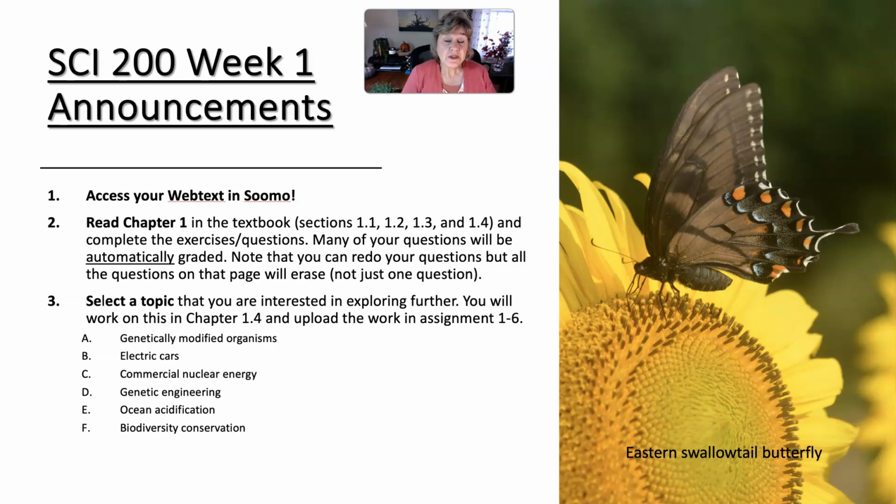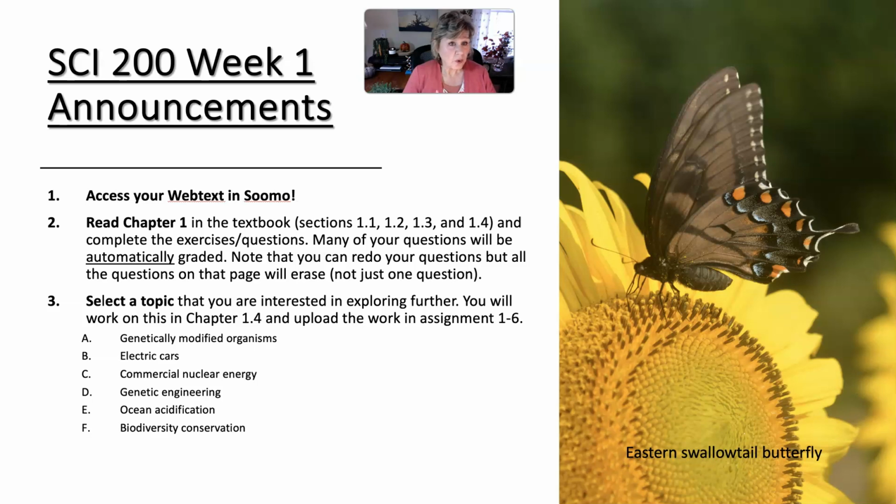So the first thing to do is get access to your web text in Sumo. Sumo is the brand, and you'll be using our textbook online. It's an online textbook, and there are 8 chapters that correspond to our 8 weeks in the term. This week you will be working your way through chapter 1. I have the sections there.